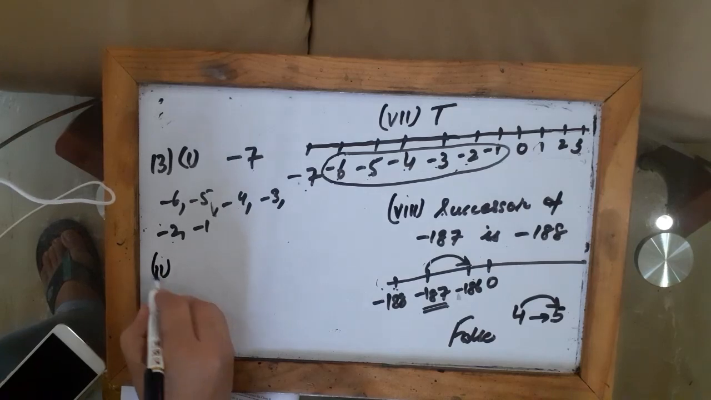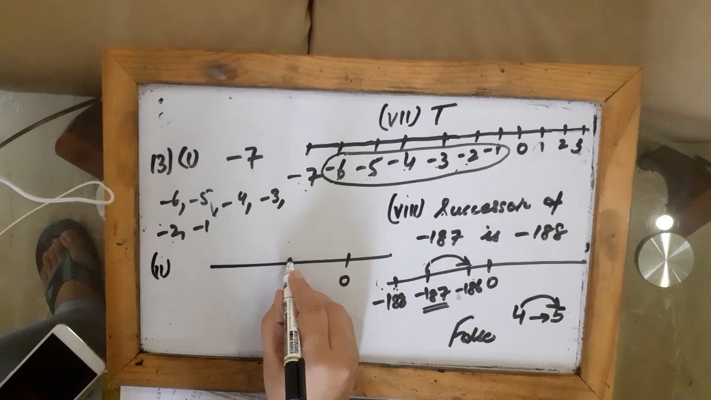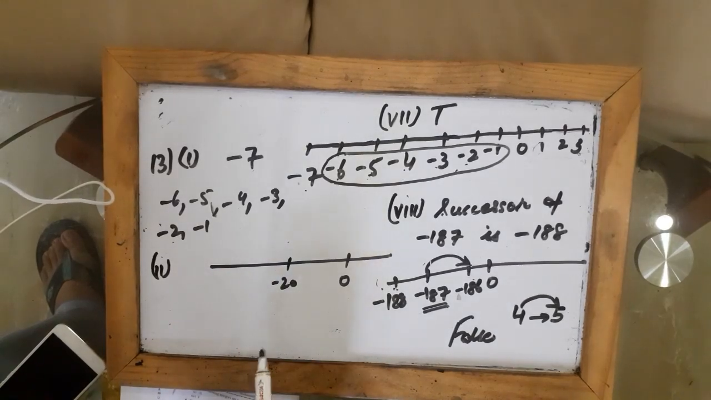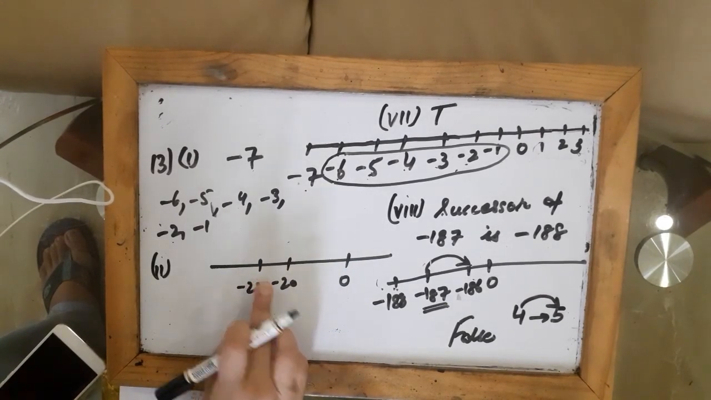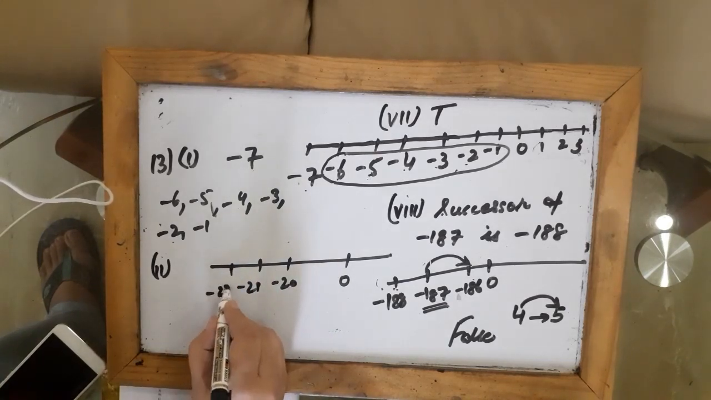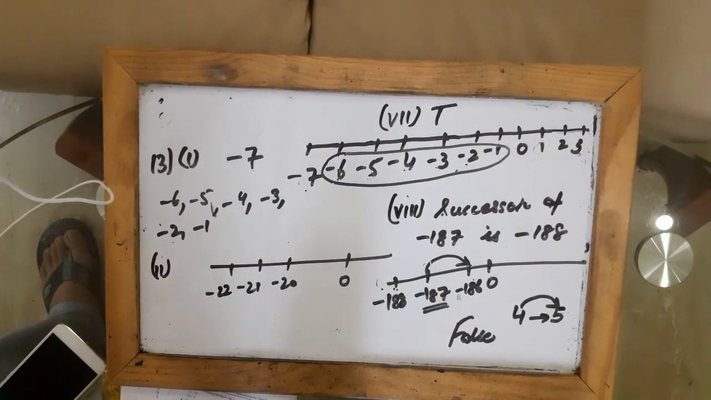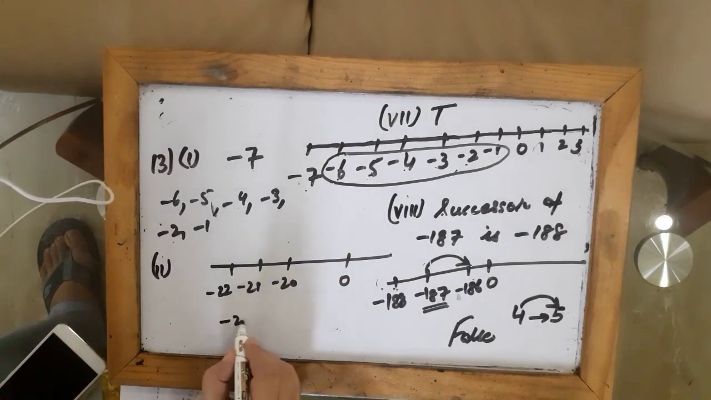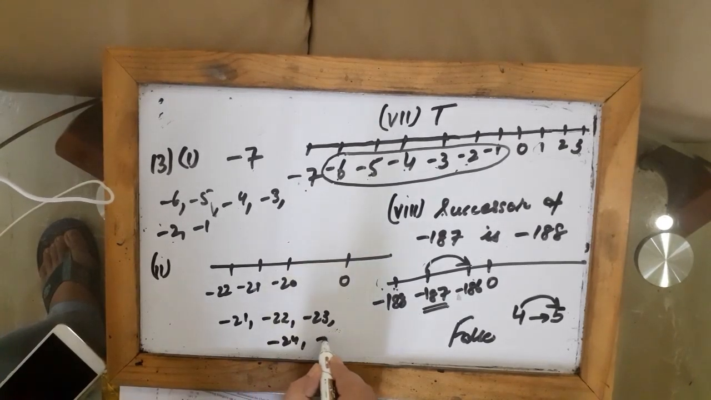And the second part says write 5 negative integers less than minus 20. So which are the negative integers less than minus 20? That are to the left of minus 20. They all are smaller than minus 20. So which are the negative integers smaller than minus 20? It will be minus 21, minus 22, minus 23, minus 24, minus 25. So this is the answer.